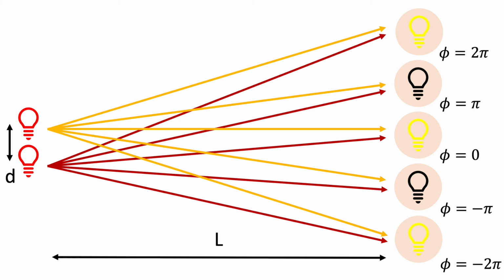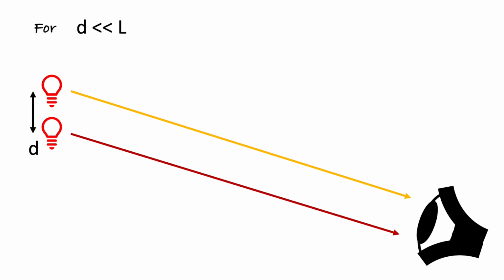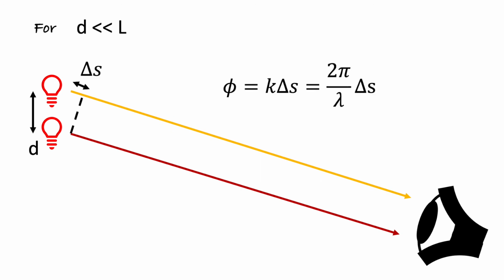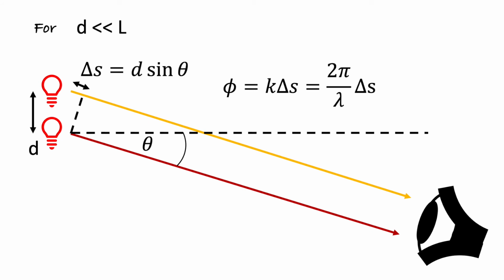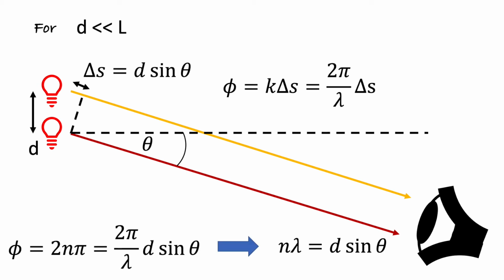that reach the screen at the same location become close to parallel. The phase difference between these two rays is calculated from this delta S here, and the phase difference follows this equation. By knowing the angle theta between the vector along L and the light ray, we can estimate this delta S, which is d sine theta. Replace this new S in the equation for phi. We finally get the equation giving the condition of the constructive interference.